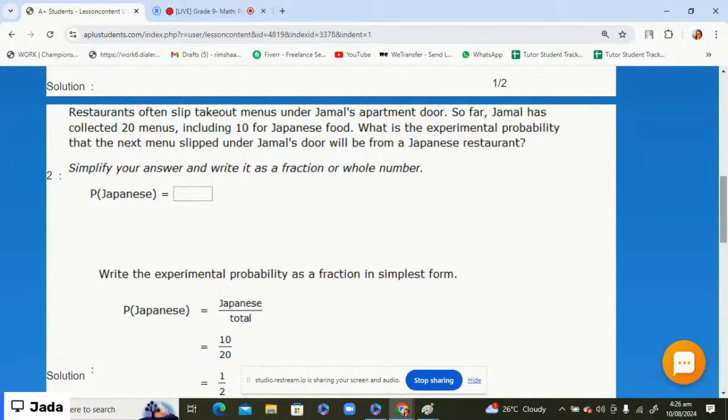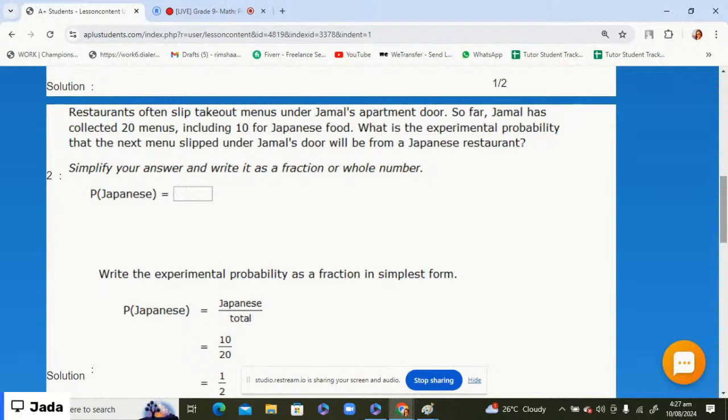Restaurants often slip takeout menus under Jamal's apartment door. So far, Jamal has collected 20 menus, including 10 for Japanese food. So, what's the experimental probability that the next menu slipped under Jamal's door will be from a Japanese restaurant? Simplify your answer and write it as a fraction or a whole number.